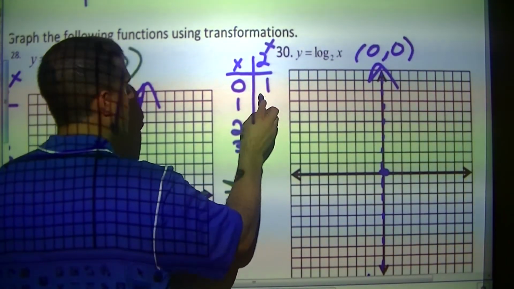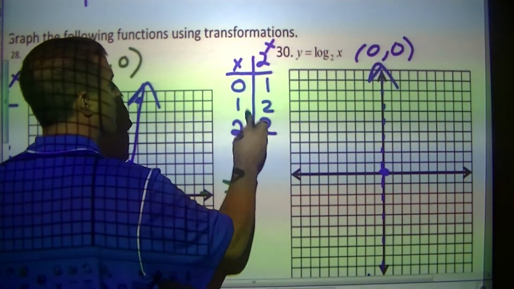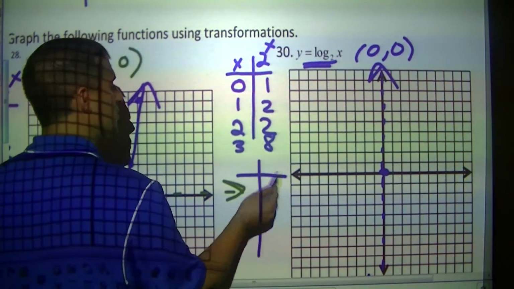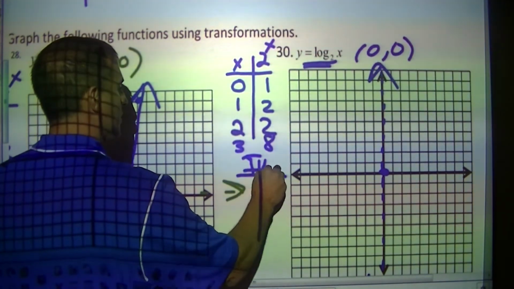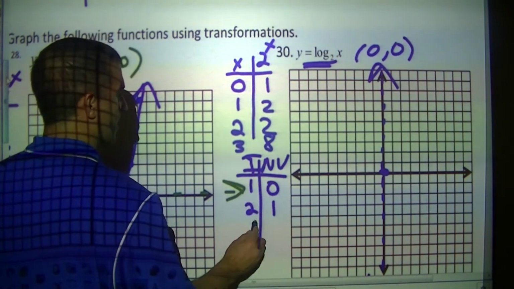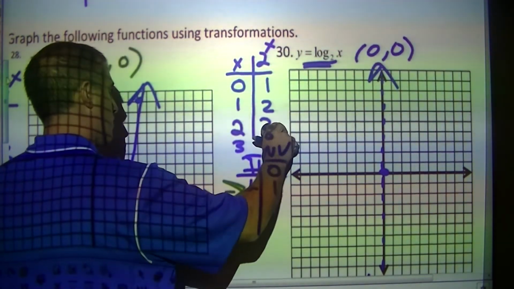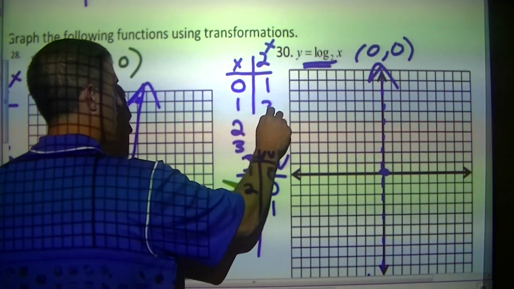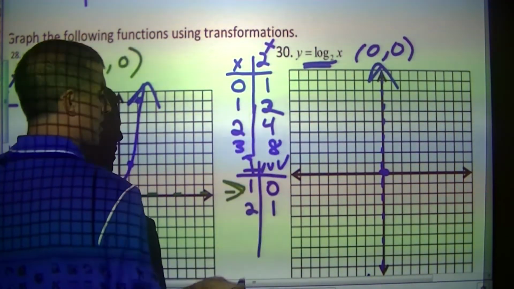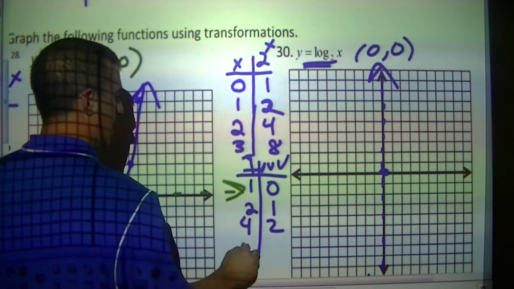2 to the first would be 2, 2 to the second will be 4, 2 to the third will be 8. Now, since it's a log, I'm going to use the inverse. So the inverse is going to be 1, 0, 2, 1. I'm sorry, that shouldn't be 2, 2, that should be 2, 4. I made a mistake there. 2 to the second is 4, 2 to the third is 8, so that's going to be 4, 2, and 8, 3.